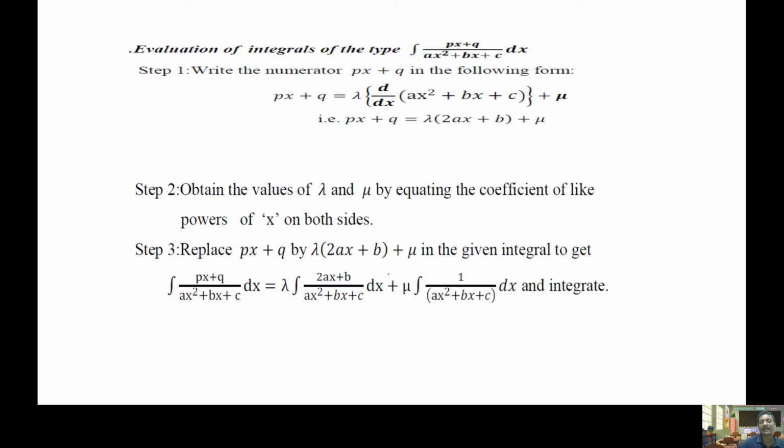Lambda and mu value. Then you can write lambda into integral 2ax plus b by ax squared plus bx plus c plus mu into 1 by ax squared plus bx plus c. Here ax squared plus bx plus c, its derivative is what? 2ax plus b. So this is of the form du by u. What is du by u? Log u. Here you have to use the method of completing the square. We will solve some problems.